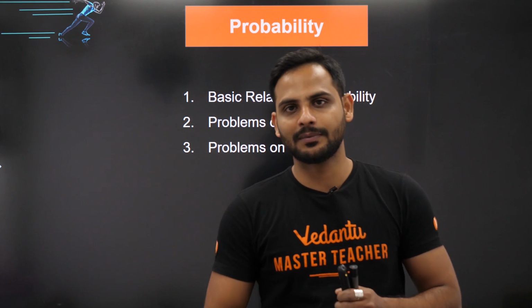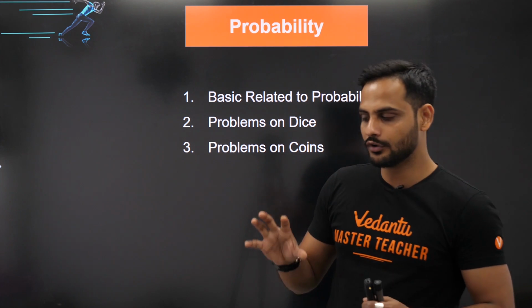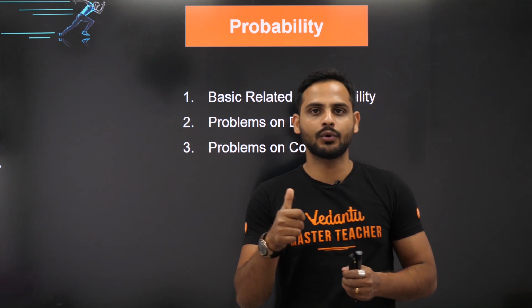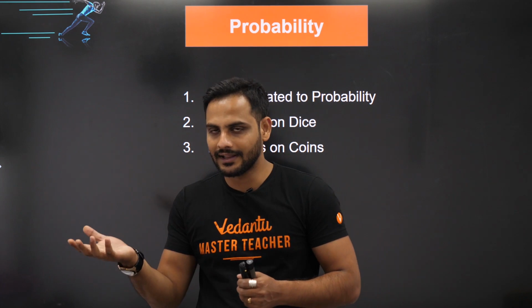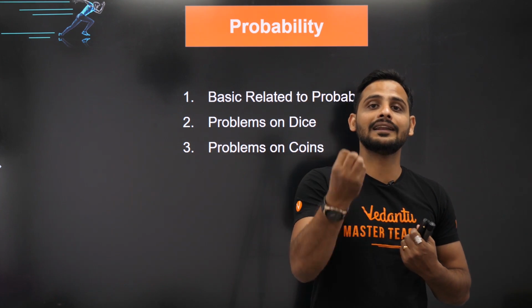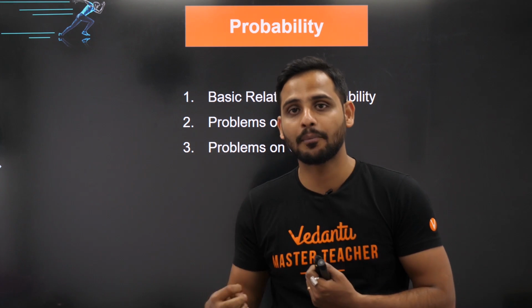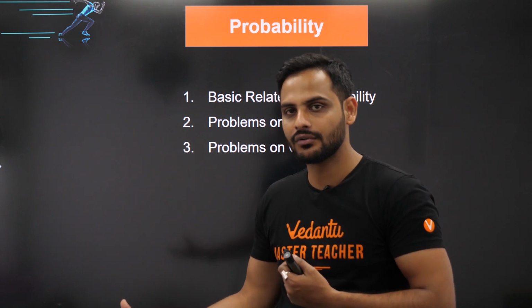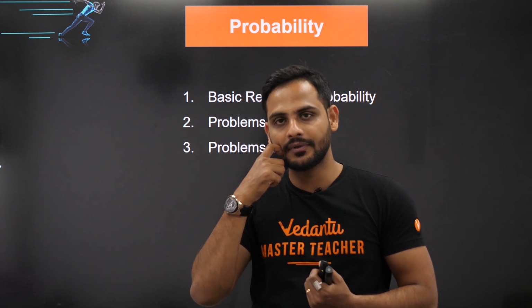Now in this random experiment, the probability plays the role. The probability tells you that suppose when I toss a coin, I have a chance of getting head, I have a chance of getting tail. So the probability tells us what the chances of happening of something are. Understood? What are the chances of happening of something?